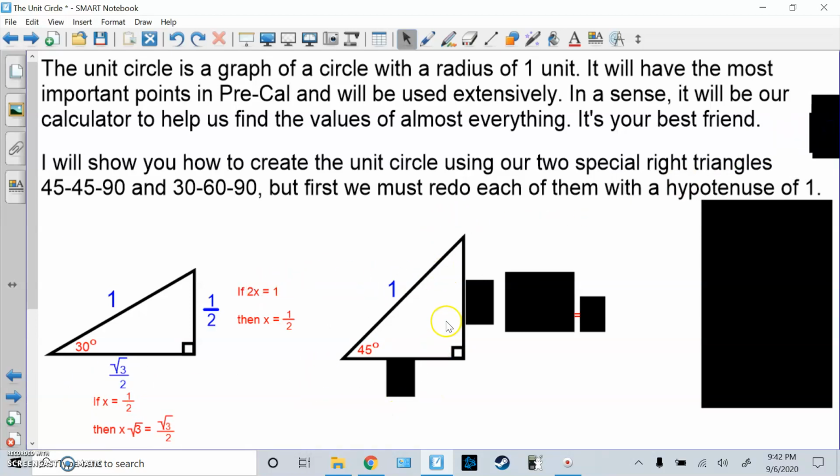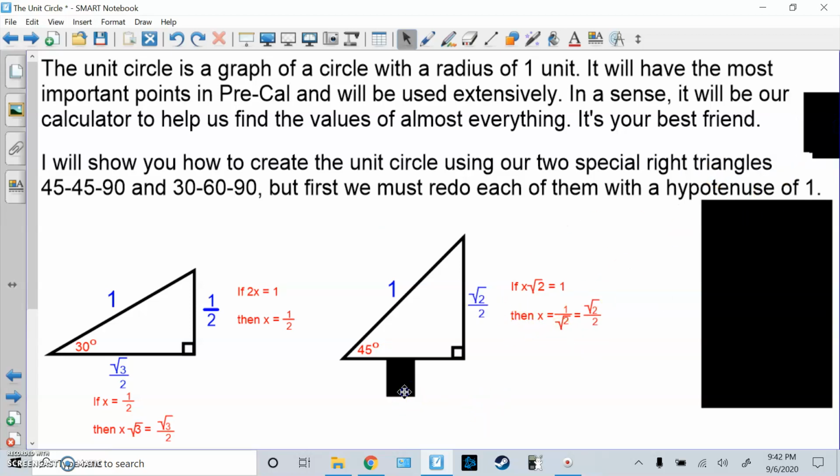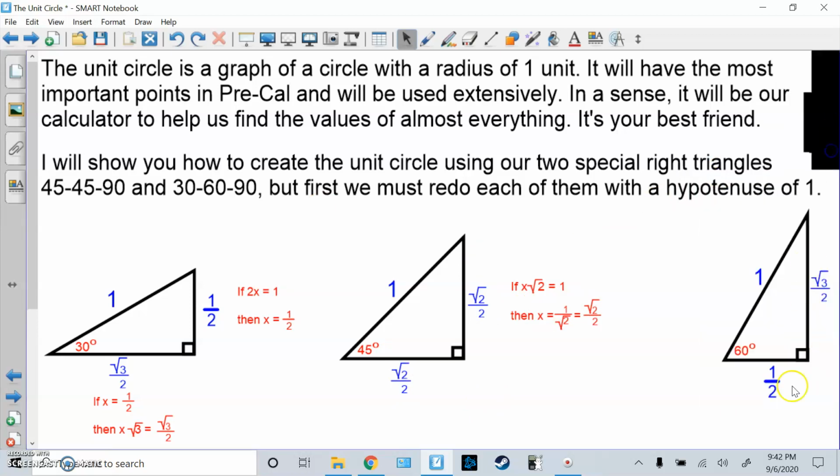Here's the 45-45-90. We know it's x root 2. So if x root 2 equals 1, I'm going to divide both sides by root 2. So x equals 1 over root 2, but you have to rationalize that. Multiply root 2 over root 2 to get root 2 over 2. Now it's 45-45-90, so both of these sides are the same. And this last one is just 30-60-90, but I just stood it up. So same thing: 30 is 1/2, the 60 is root 3 over 2, and the hypotenuse is 1.